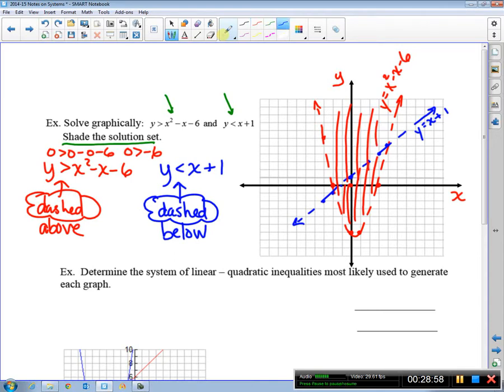For my line, we had less than, and we were thinking below the line. Well, 0, 0 is also below the line, so I'll check that. 0 is less than 0 plus 1. Yes, 0 is less than 1. So that is the right way. Below the line means I'm shading here.